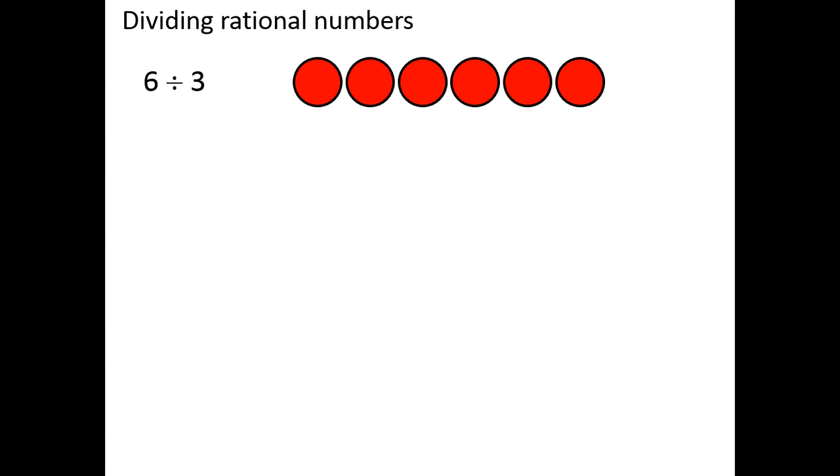We could interpret 6 divided by 3 as taking 6 objects and looking to see how many groups of 3 are in those 6 objects. Now that's a little different than the way we've been looking at division. We've been saying 6 divided by 3 is 6 objects divided into 3 groups, and that certainly is still a good way to interpret division.